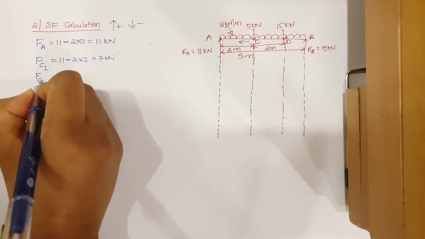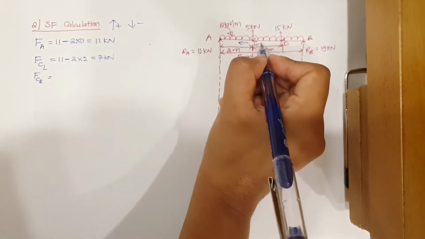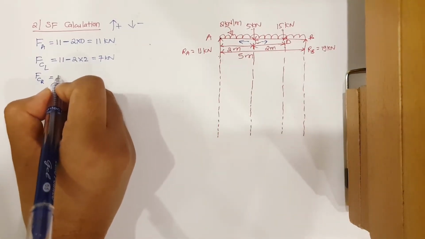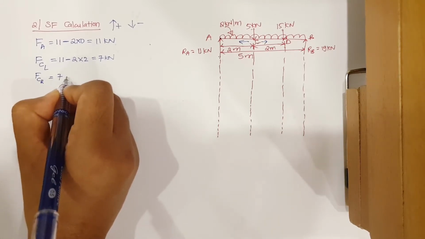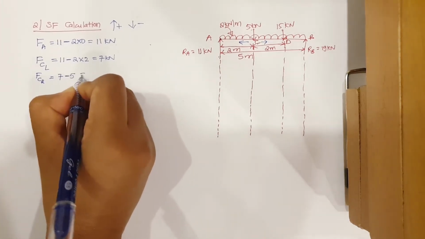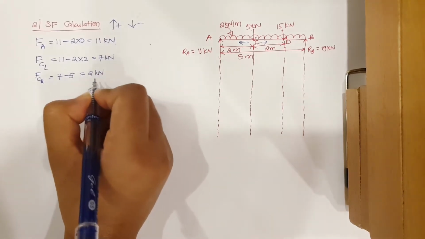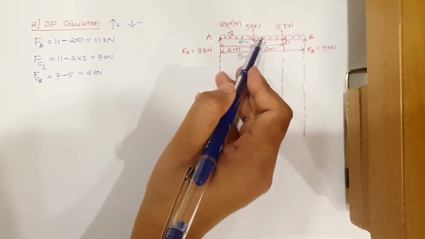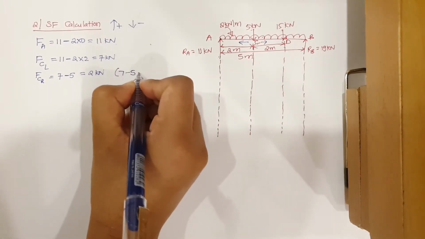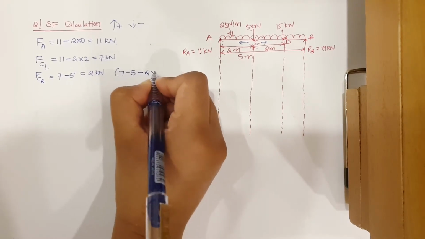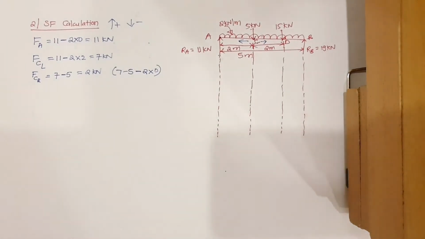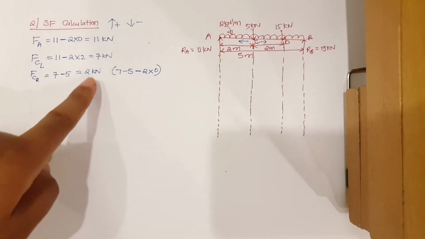So this will be 11 minus 4, which is 7 kN. Similarly, the force at C, right hand side: the last value was 7 kN, and on C there is a 5 kN load coming, so minus 5, this will give you 2 kN. I'm not taking the UDL here, because even if we take it, it will be 7 minus 5 minus UDL 2 into its distance, and the UDL has just started at point C, so its distance is 0. So this will give 7 minus 5 only, which equals 2.